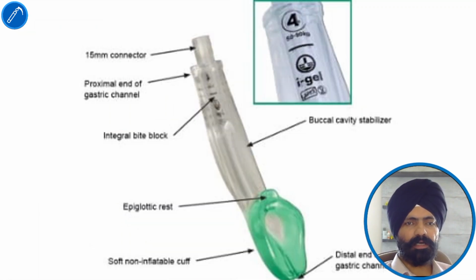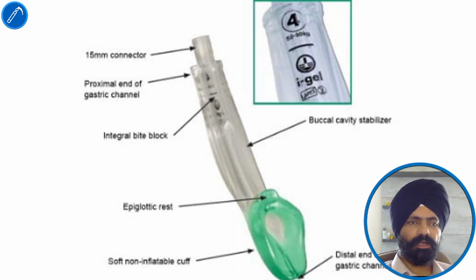Now coming on to the parts, I will tell you in brief the parts of the iGel. First of all, you can see the number of the iGel. We will discuss the size and number of the iGel later. There is a 15 mm connector which is connected to the breathing circuit or ventilator circuit. Then there is a proximal and gastric channel, through which you can put a suction catheter or a Ryle's tube. That opens at the tip of the iGel.